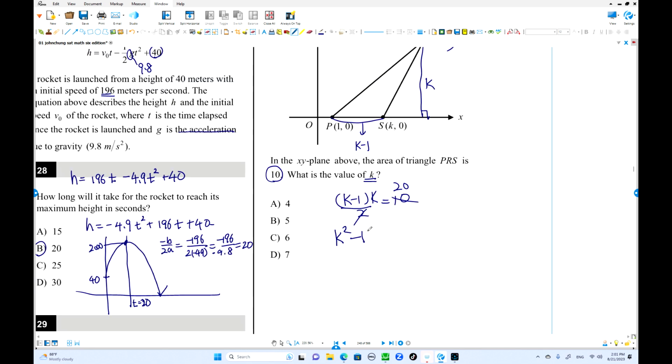k squared minus k minus 20 equals 0, okay? So you can factor this one. k minus 5 and k plus 4 equals 0. So k equals 5 and k equals negative 4. Negative k is not working, right? k is positive. So k equals 5 is the answer.